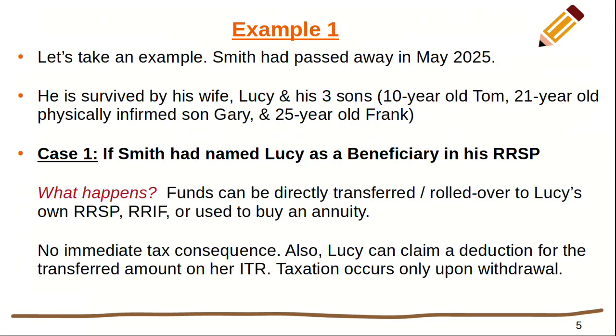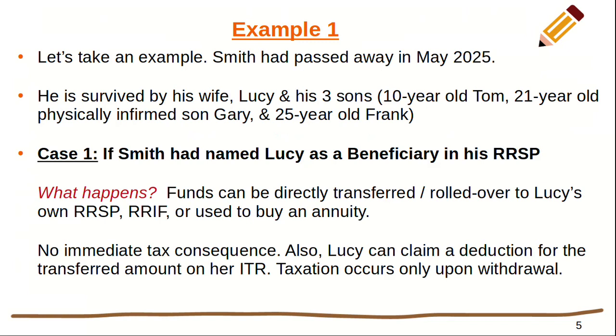The distribution must be distributed to the beneficiary before the end of the year following the year of death. Now let's see an example to clearly understand how the RRSP fund gets distributed to different qualified beneficiaries. So here in our example, let's assume a person named Smith passed away in May 2025. He is survived by his wife Lucy and his three sons. The youngest son, Tom, is 10 years old. Then is the 21-year-old physically infirmed son, Gary. And finally, the 25-year-old Frank.